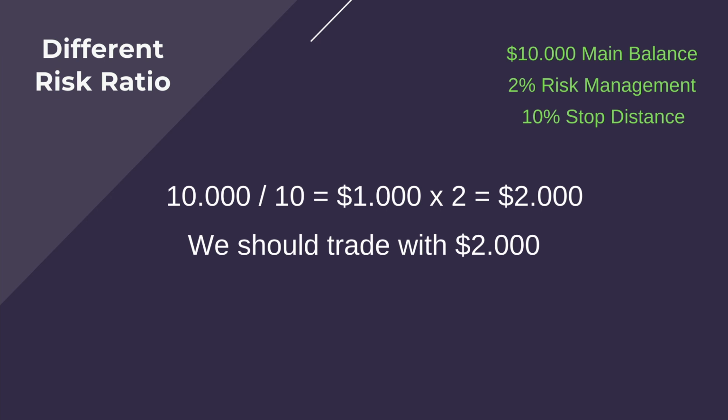So if the person with a $10,000 balance wants to risk 2% of their balance, they're willing to lose $200. In a 10% stop trade, he should trade with 10,000 divided by 10 equals $1,000. $1,000 times 2 equals $2,000.